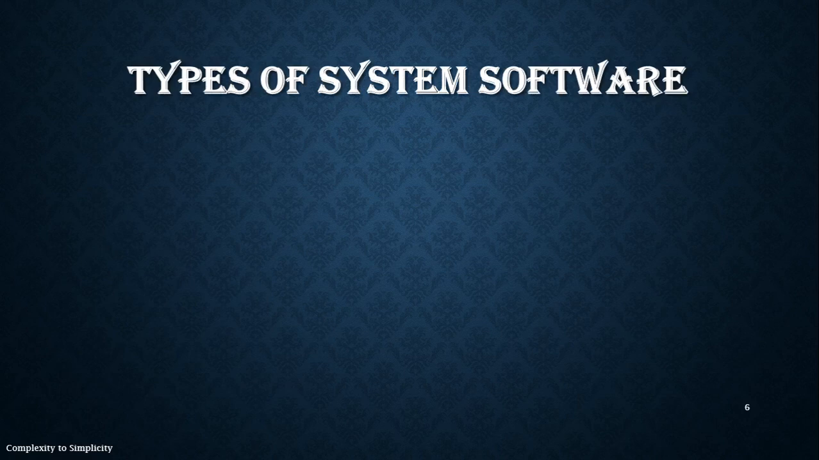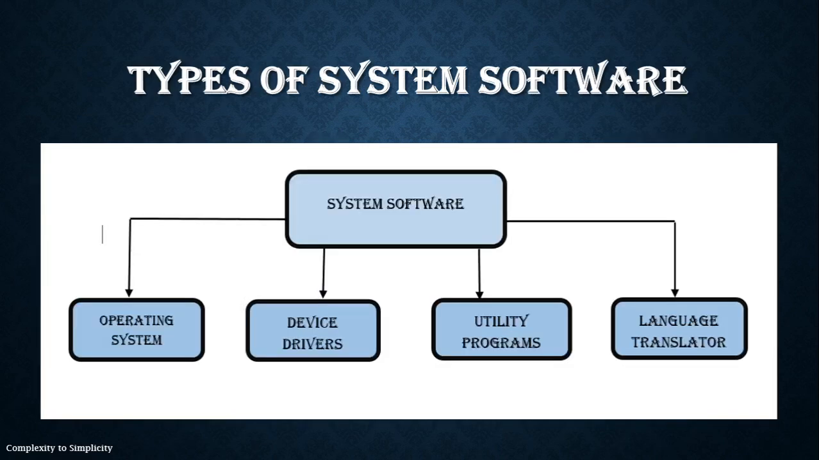Next is types of system software. So system software is categorized into four major categories, that is operating system, device drivers, utility programs, language translators. So friends, number one in this category is the operating system. Operating system is the set of specialized programs used to control overall resources and operations of a computer system.